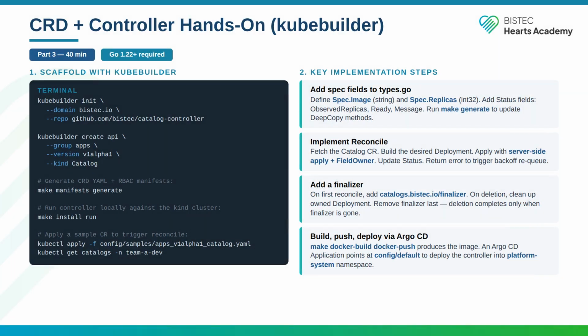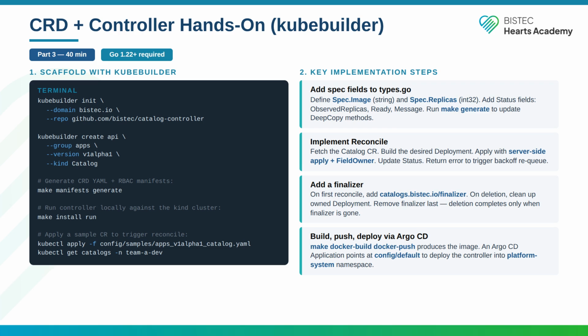Part 3 of the hands-on lab is where you build a real controller from scratch and deploy it through the same GitOps flow you just configured. 4 steps. First, scaffold with kubectl. Initialize the project with your domain and repository path. Create the catalog API type and controller scaffold. Then run make manifests generate to produce the OpenAPI schema and RBAC markers. And make install run to install the CRD into the kind cluster and start the controller locally.